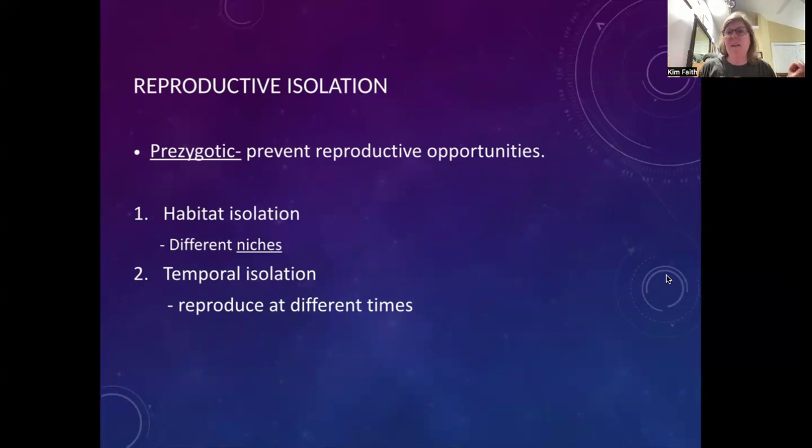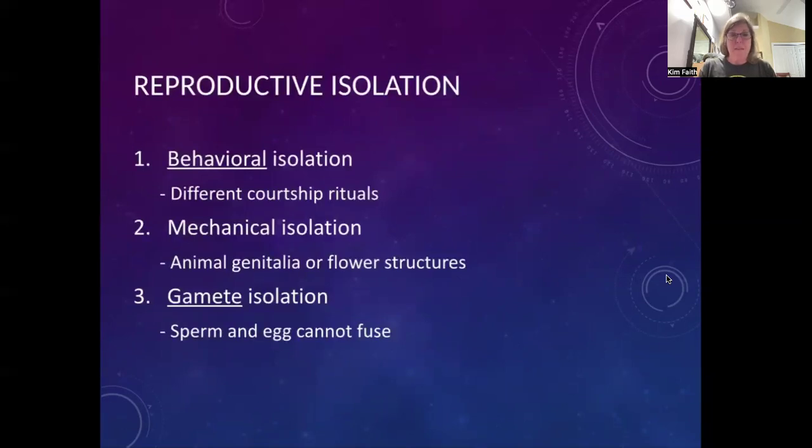Temporal isolation is when they reproduce at different times of the year. There are some frogs where some frogs ovulate and produce eggs in March, and others it may be June. So if they're reproducing at different times, even though they are occupying the same space, they cannot get on the same time frame for fertilizing each other. Behavior, like I said, different courtship rituals.